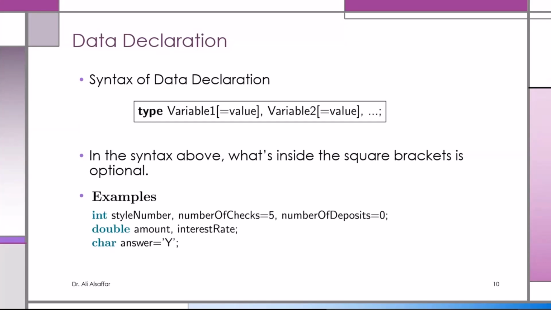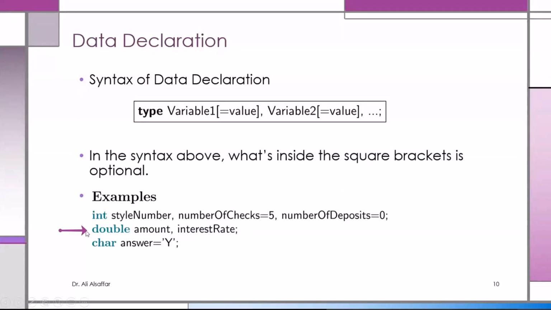Here are some examples. In the first example, the data type is int, and in this statement we have 3 variables. The first one is called style number, the second is called number of checks, and the third is called number of deposits. Style number does not have a value yet, but we need to put a value later. The second variable has the value 5, and the third variable has the value 0.